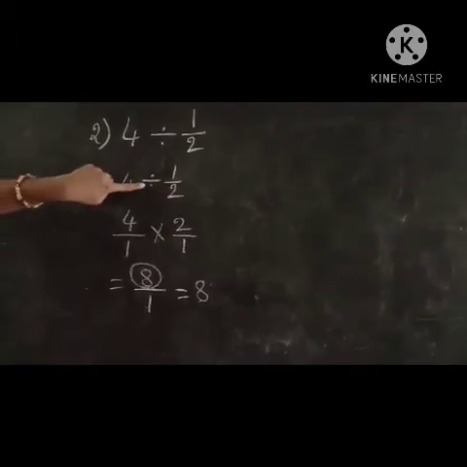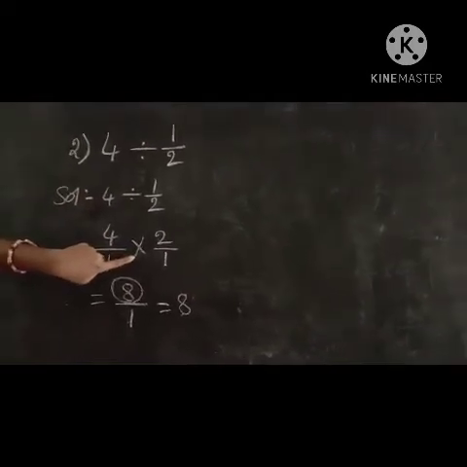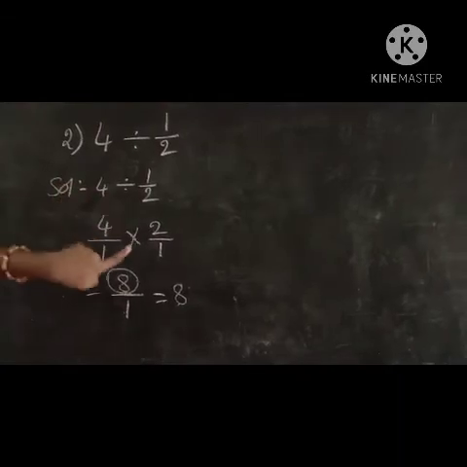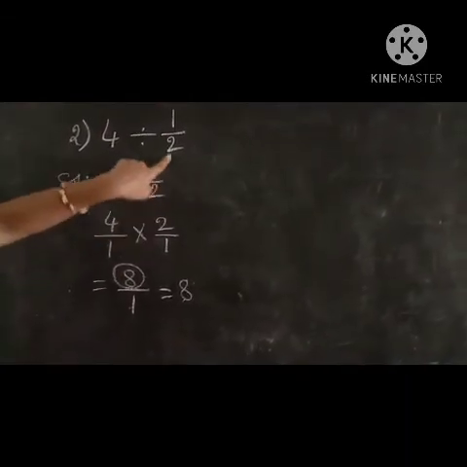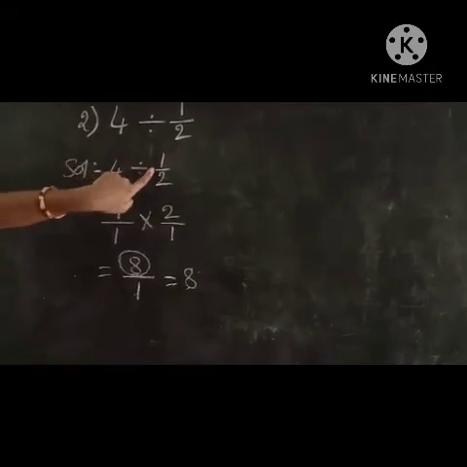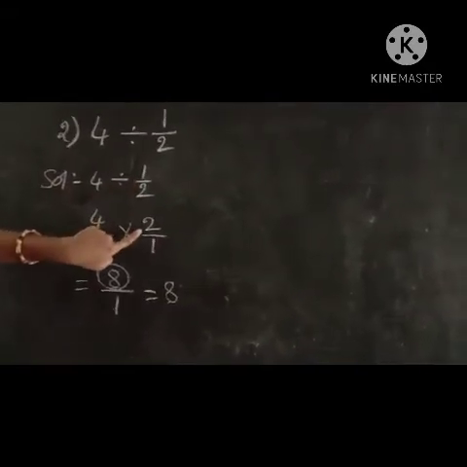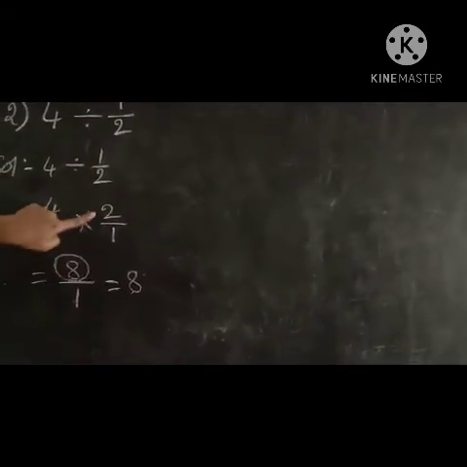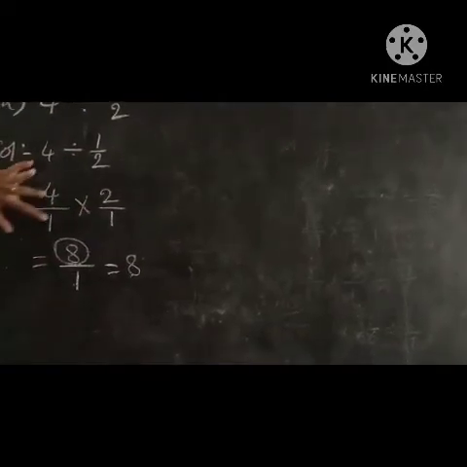So again we have to change this symbol into a multiplication symbol. The division symbol is there, no? We have to change it into a multiplication symbol. Again, the second fraction is there, no? This is the second fraction. We have to change this number to the reciprocal. Reciprocal means the denominator as the numerator and the numerator as the denominator. Then we just multiply the numerators and denominators.